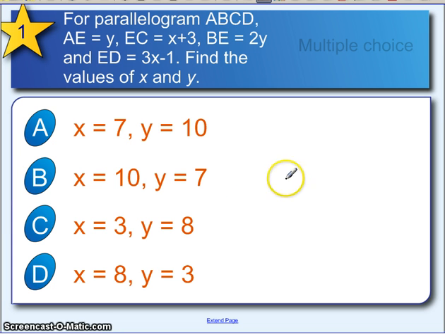Let's move on. Alright, in parallelogram ABCD, now let's draw a little picture here real quick.